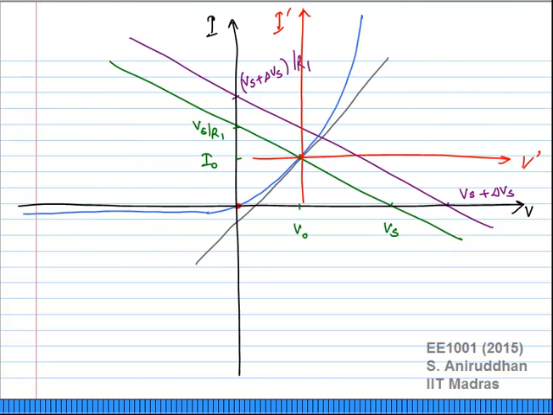Sorry, let me look at what colors I've used. Okay. Okay, good.